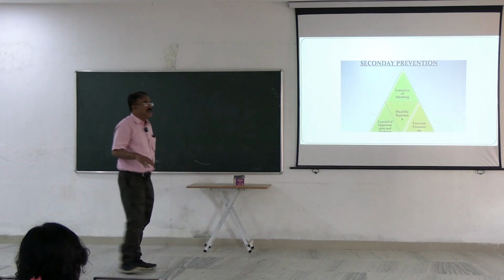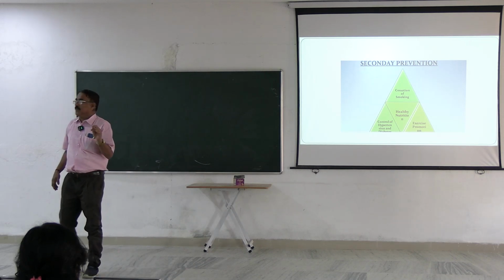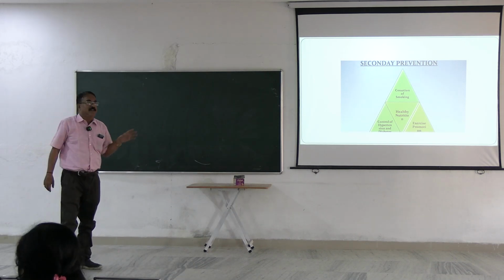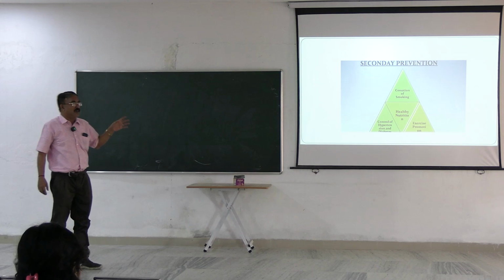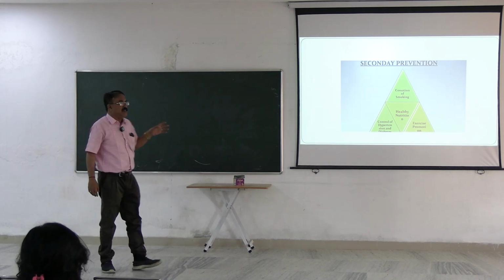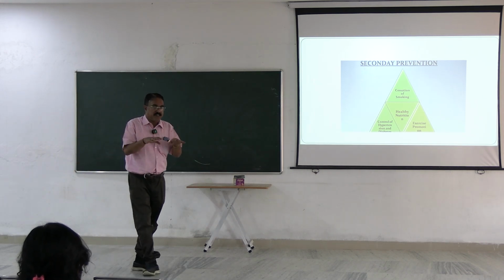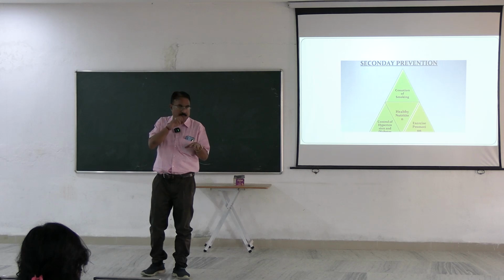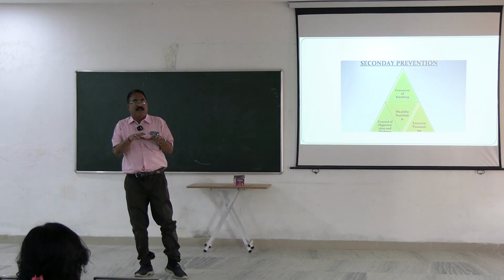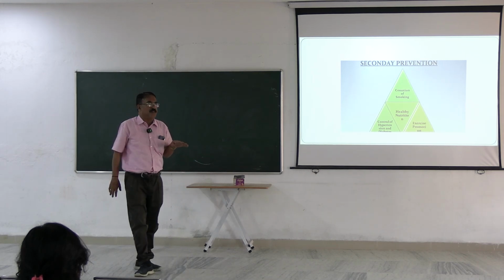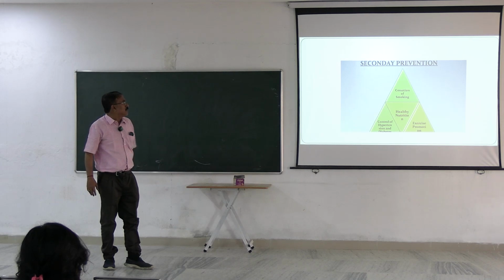Okay, so secondary prevention, that is after disease has occurred: you have cessation of smoking, control of hypertension, nutrition, and exercise promotion. These are the ways in which you can control secondary prevention for cardiovascular disease.